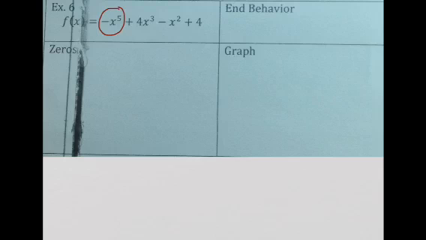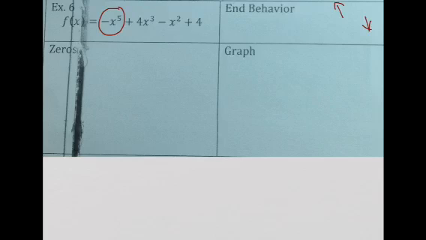Alright, so number 6 has a negative leading coefficient and an odd power. So because of the odd degree, the 5, one side is going to go up and the other one down. So the negative tells you that on the right side it's going to go down, and on the left side it's going to go up, like that. Okay, so as you read the graph from left to right, it's coming down.